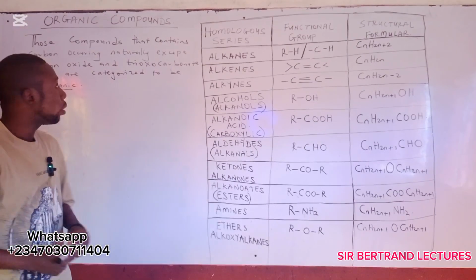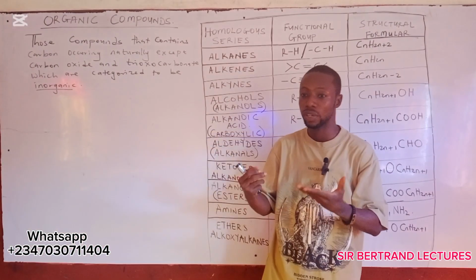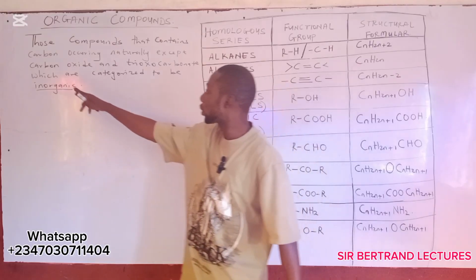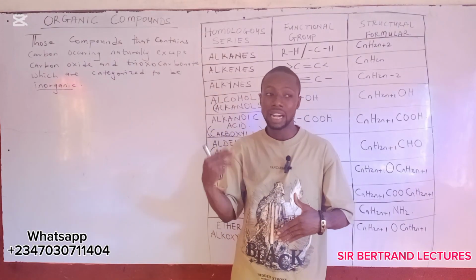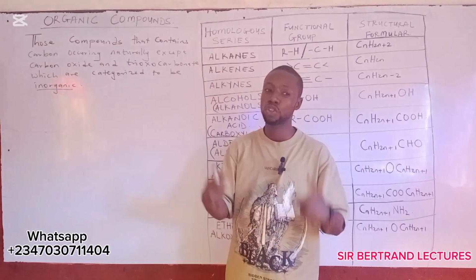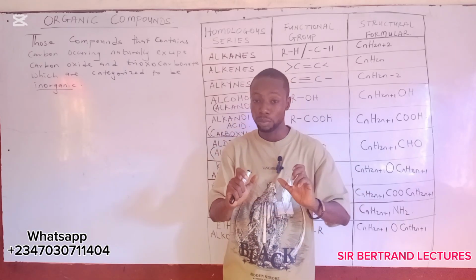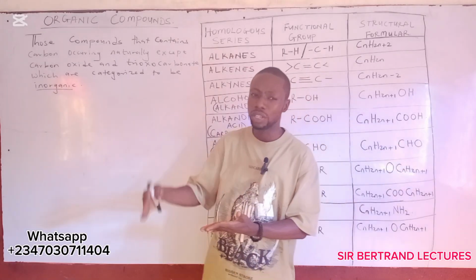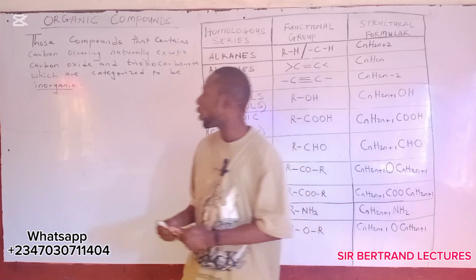Organic compounds are those compounds that contain carbon atoms occurring naturally, except the oxides of carbon, which I describe here to be carbon oxide and trioxocarbonate. Carbon oxide and trioxocarbonate are assumed to be inorganic compounds. So organic compounds contain carbon atoms which are assumed to occur naturally in those compounds, except the oxides of carbon and trioxocarbonate.